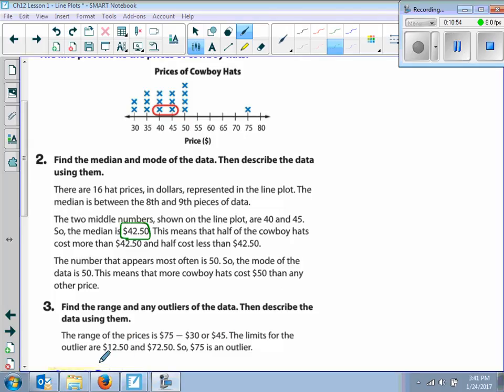Then we want to find the range and any outliers of the data, then describe the data using them. So here, same as we did up here, the range is the highest number minus the lowest number. In other words, what do we call those? You learned it yesterday in the Learn Bob?